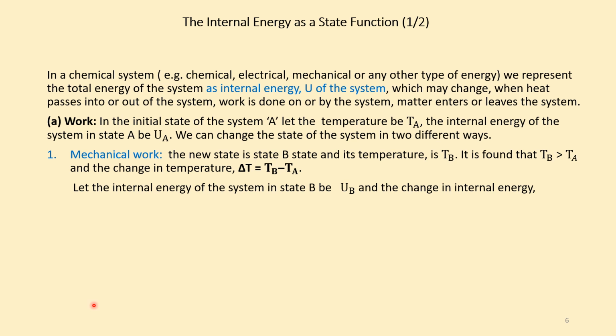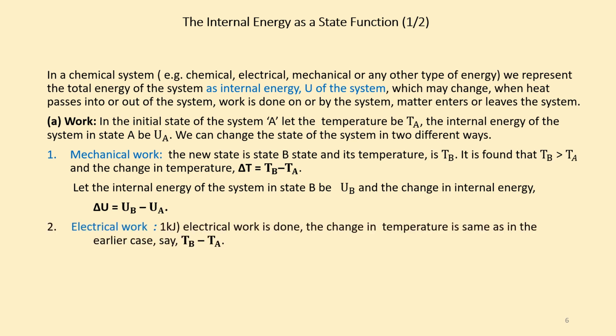Let the internal energy of the system in state B be UB, and the change in internal energy is delta U equal to UB minus UA. UB is the internal energy in state B, and UA is in the previous state. So, the change in internal energy is delta U equal to UB minus UA.